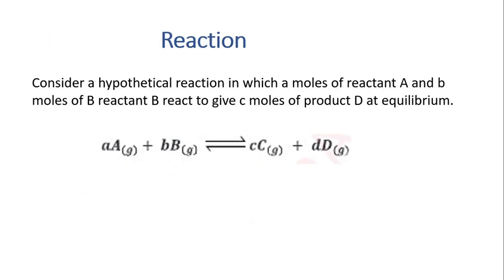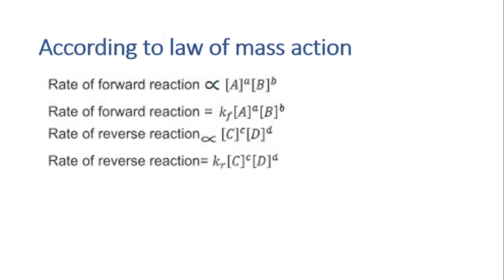Now let's take a general reversible reaction. Here small letters are the number of moles and capital letters are the chemicals involved. Now applying the law of mass action, the rate of forward reaction is directly proportional to the product of the concentrations of the reactants, so the rate of forward reaction is equal to Kf [A]^a [B]^b. The rate of reverse reaction is directly proportional to the concentrations of the products. Here Kf and Kr are the rate constants for the forward and reverse reactions.